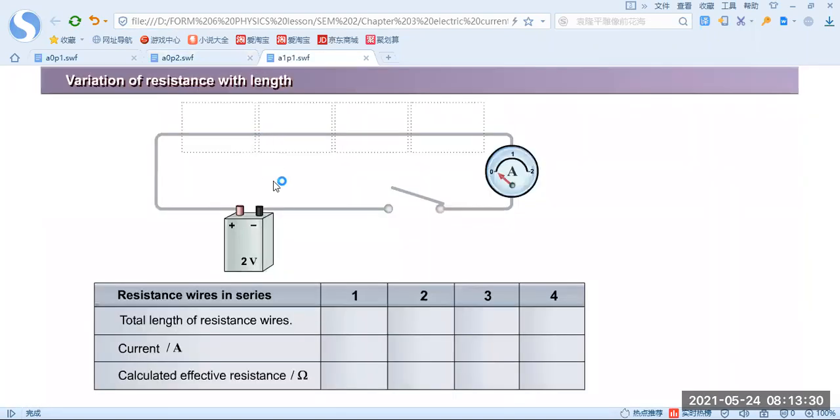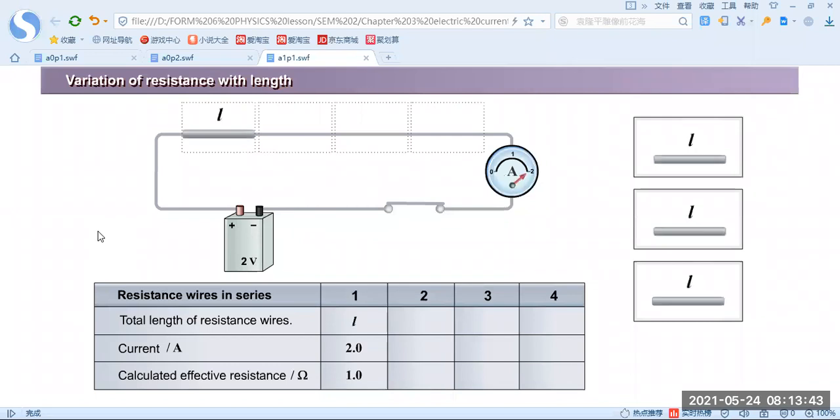Now, let's observe the diagram. This slide shows the variation of resistance with the length. Let's switch on the switch, or close the circuit. The battery of 2 volts provides the power supply, providing the electric current through the circuit. When the current flows through a single resistor, the current shown is 2 ampere.